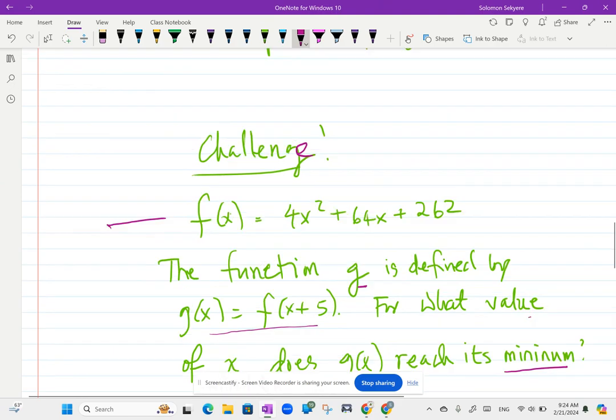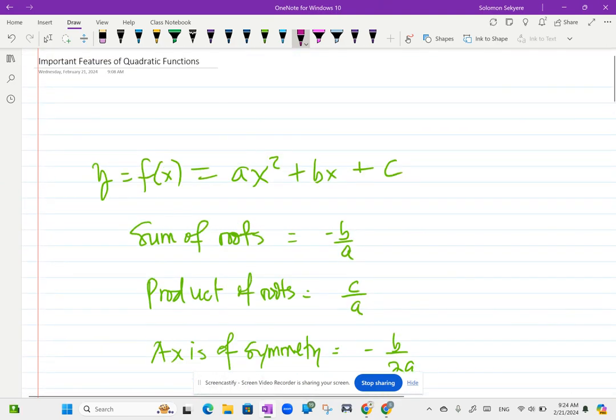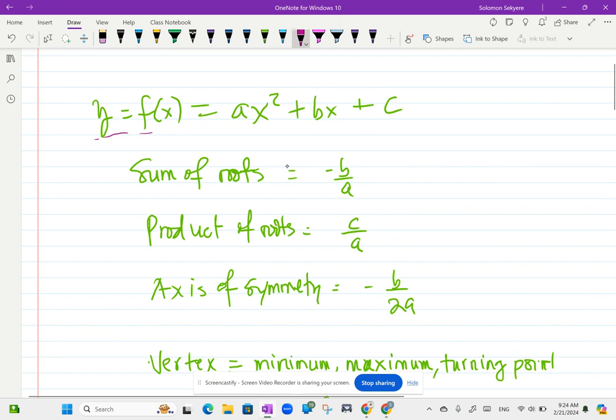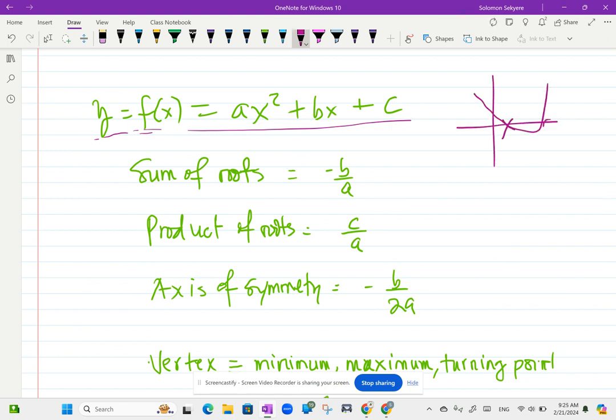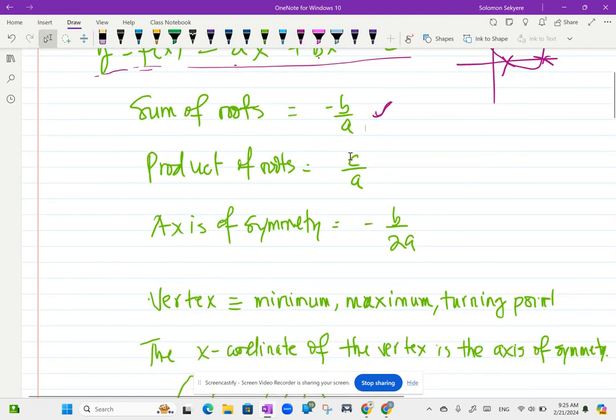Okay, so let's do some linked exercises. Let me give you some quick notes. Given y equals a function of x, we can quickly calculate the sum of the roots, the x-intercepts, by doing negative b divided by a. Product of the roots is c divided by a. You could solve the quadratic and add the x-intercepts, but this is the quicker way. If all you want is the sum, just do that. If you want the product, it's c divided by a.